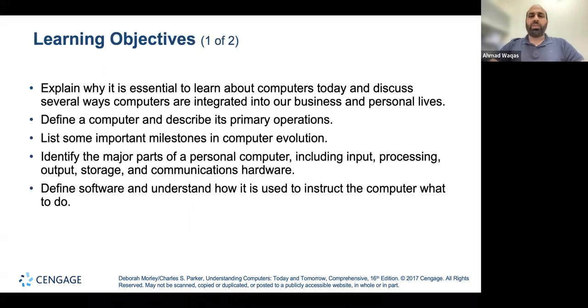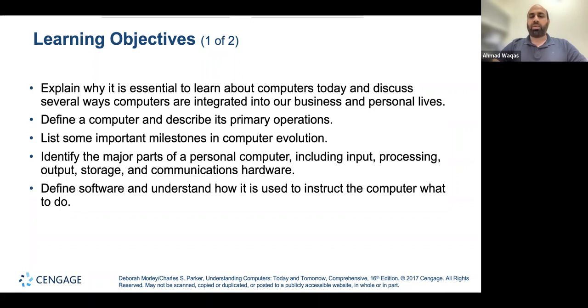Here are the learning objectives of this video lecture. After completing this lecture and the module, students will be able to explain why it is essential to learn about computers today and discuss several ways computers are integrated into our businesses and personal life. Define a computer and describe its primary operations. List some important milestones in computer evolution.